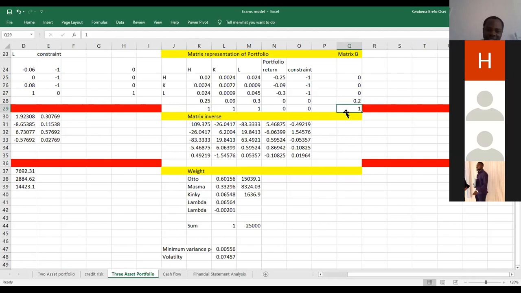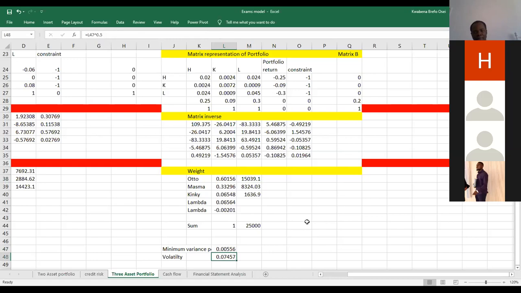Once you have this, I look for my matrix inverse, the same formula, matrix inverse equals this. If I'm looking for the weight, I multiply the matrix inverse by the matrix B. That's what I've done here. Then I multiply it by the 25,000, and I know the share in each of them. For the variance, it's the same formula I used in the first one. When I square root it, I have the volatility.